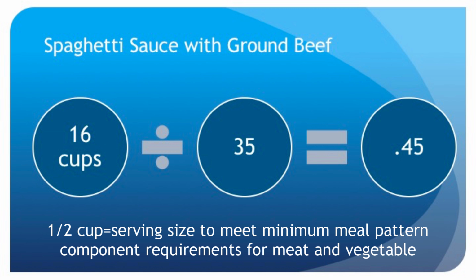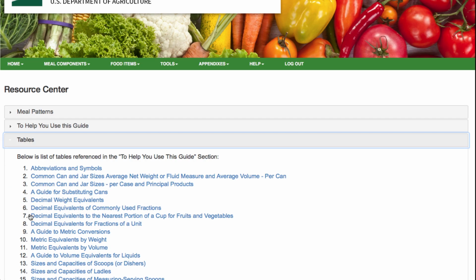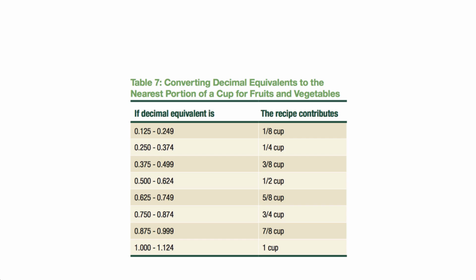1/2 cup is the amount each child must be served to meet minimum meal pattern component requirements for the meat and vegetable. For help in converting decimals to cups, use the interactive food buying guide. Click on Home, then Resource Center and Tables. Select decimal equivalents to the nearest portion of a cup for fruits and vegetables.